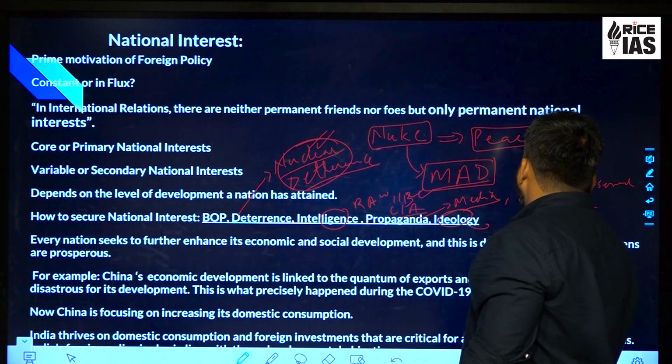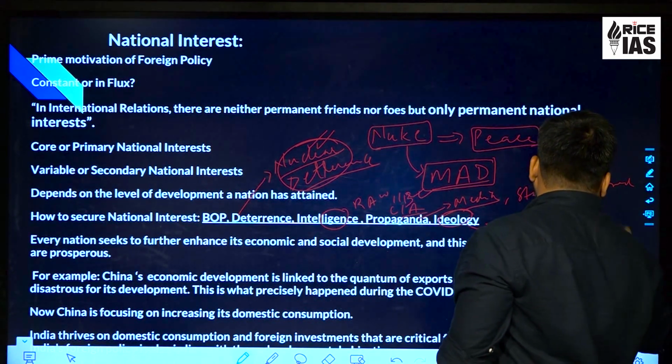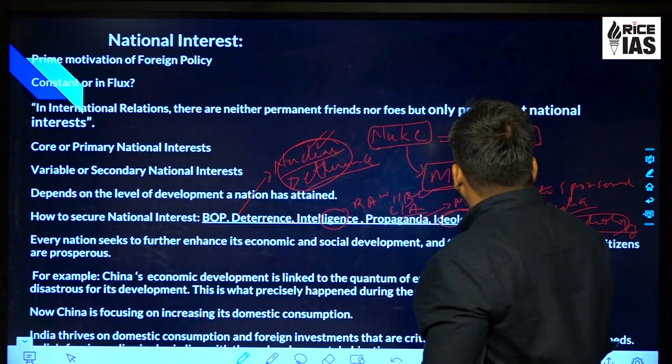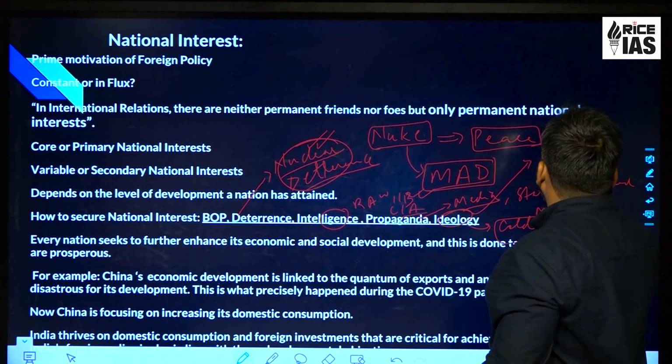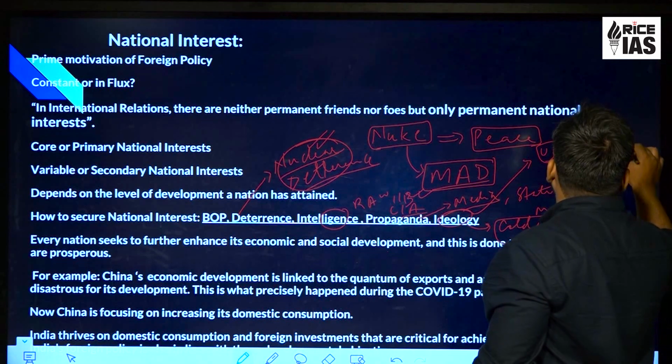Ideology. We will talk about ideology, especially the Cold War ideology, where the world was divided into two ideological factions, the capitalists and the communists. Capitalists led by USA and the communists led by USSR.